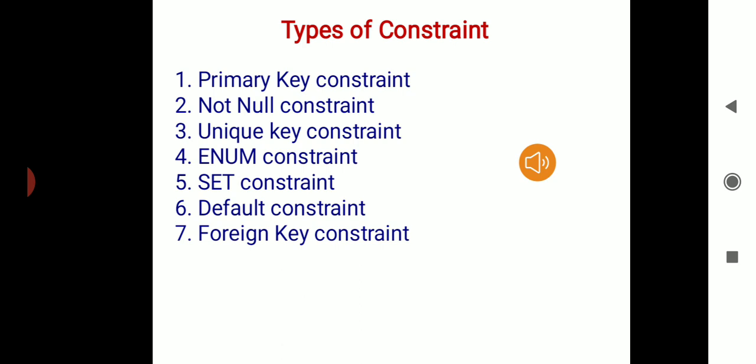The different types of constraints used in MySQL are: first, the primary key constraint, the not null constraint, unique key constraint, enum constraint, set constraint, default constraint, and the foreign key constraints. We will learn each of them in detail from the next slide.